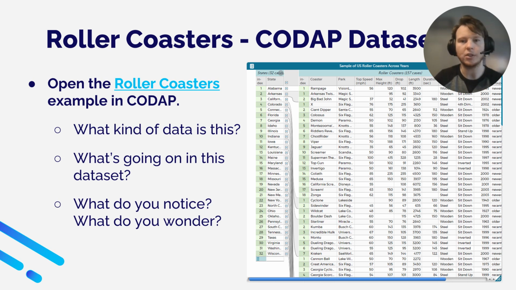So first things first, students are going to open the roller coasters dataset and look at what kind of data this is, what's going on, what do they notice, and what do they wonder. Students have briefly looked at this data set before, I think 2 lessons ago. This is the example that they use to look at map data.